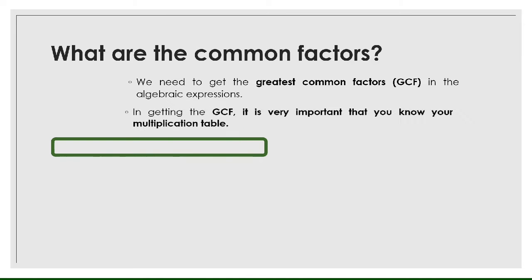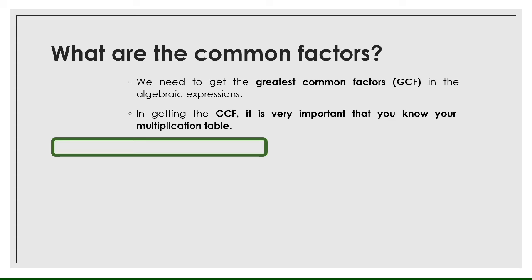So, in getting the GCF, it is very important that you know your multiplication table. Bakit? Bakit kailangan malaman natin ang multiplication table? Kasi kung kabisado nyo ang multiplication table ninyo, mas madali nyong malaman kung saan divisible ang isang number. So, that's the most crucial thing. We just need to get kung ano ang number na divisible ang given number natin.